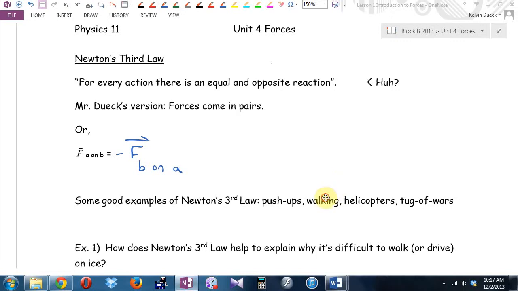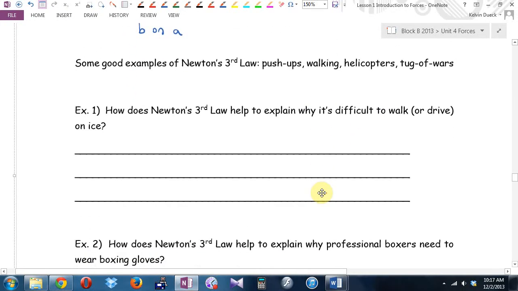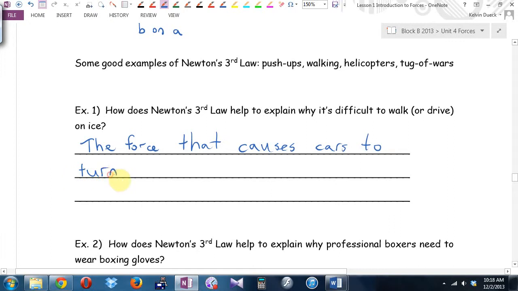How does Newton's third law help explain why it's difficult to walk or drive on ice? So we would say this: the force that causes cars to turn, or causes us to turn when we're walking or starting or stopping, is friction. Not our feet, not the tires. Friction.